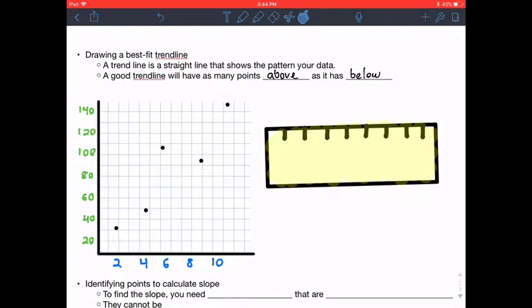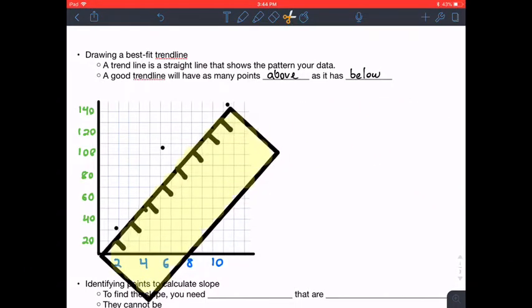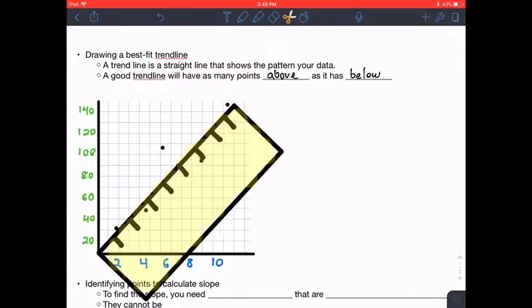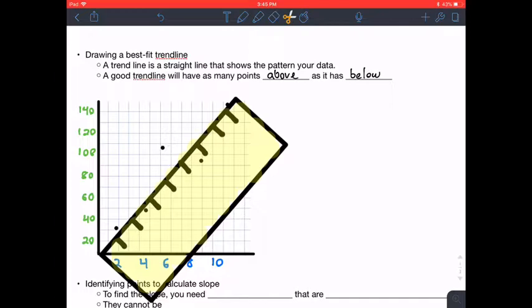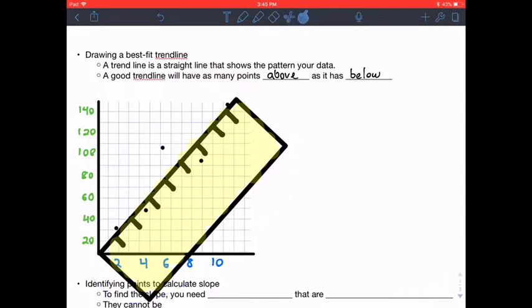And so, one way to show this is if we have a ruler. Here's my little ruler right here. I'm going to take it and drag it over here, and I'm going to line it up with the 0 over there, the origin. And I'm going to try to move it around until I have as many points above the line as below it. So it's going to look something like that.